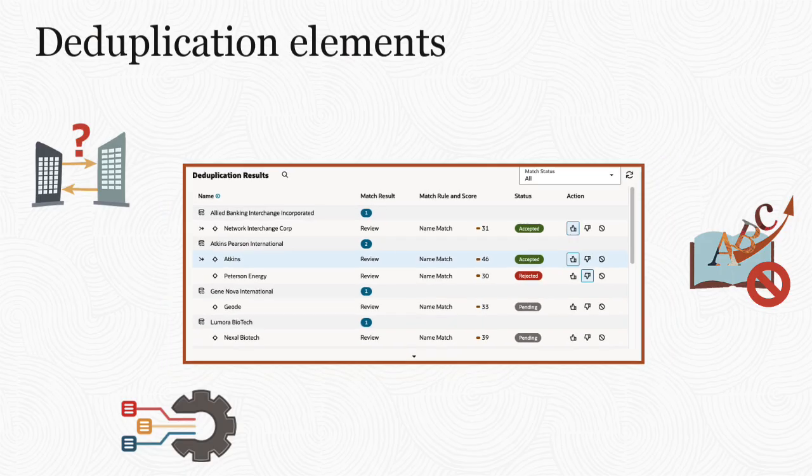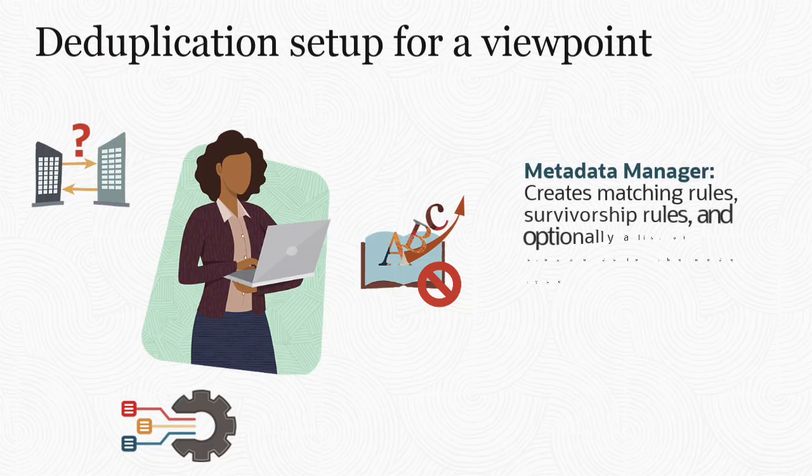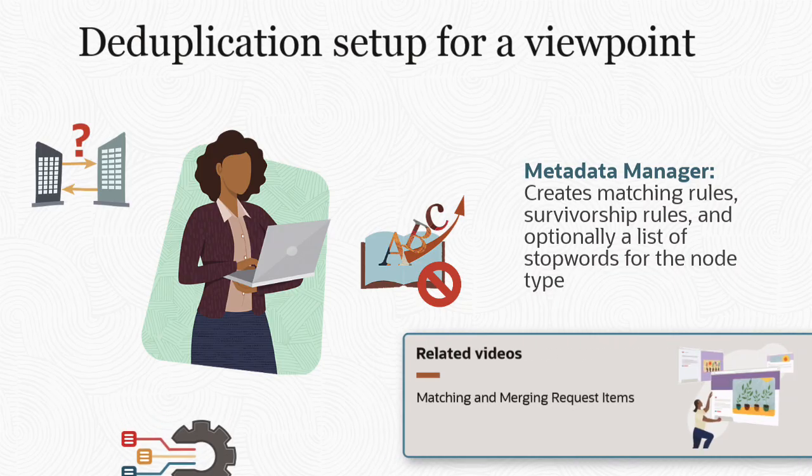The matching workbench is used to accept, reject, or skip the match candidates, and to decide how the accepted matches should be merged. Before you can run deduplication on a viewpoint, a metadata manager must create matching rules, survivorship rules, and optionally a list of stopwords for the node type. See our related video for more information.